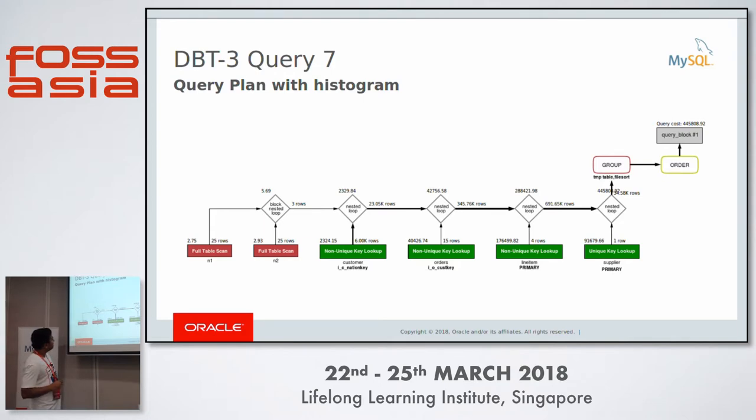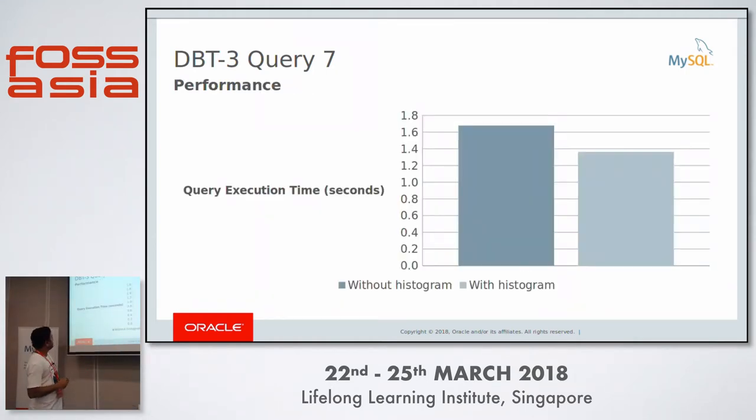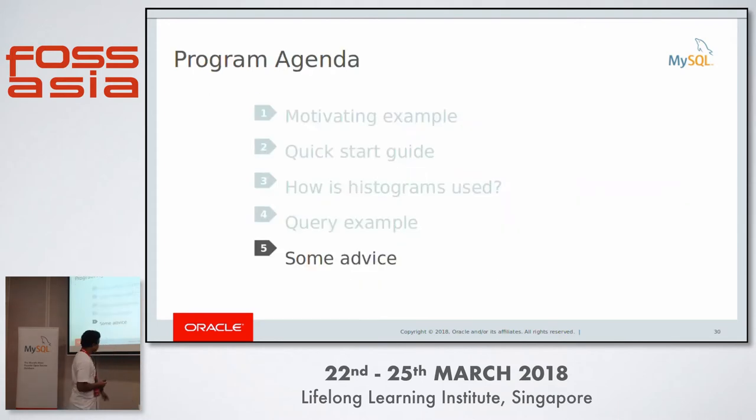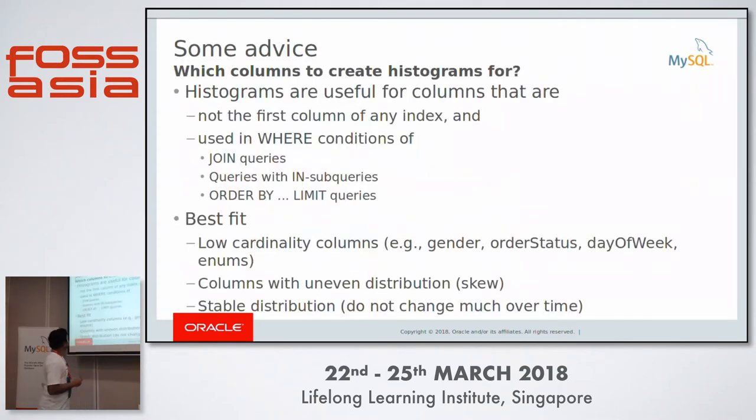So basically the cost of all these operations is less now with histograms, and this translates into a better performing query. Without histogram it used to take around 1.7 seconds and now it is 1.335 seconds. But it again depends on the volume of data that you have. So very important when you are going to use it.